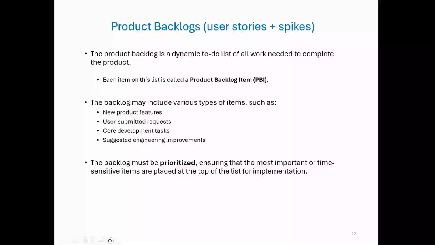The backlog must be prioritized regularly by the product owner. Items with higher value, urgency, or technical dependency are moved to the top of the list for implementation in the next sprint. So Scrum is all about doing the most valuable work first. The product backlog helps us keep that focus clear.